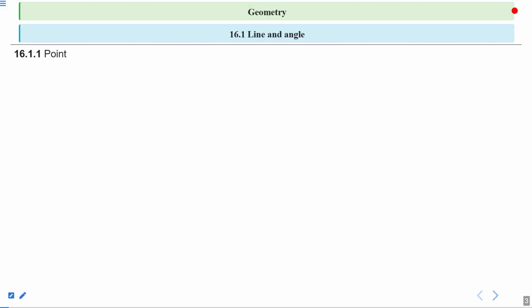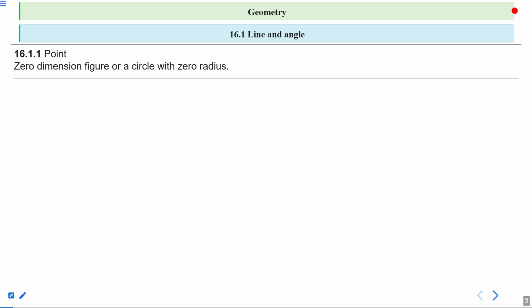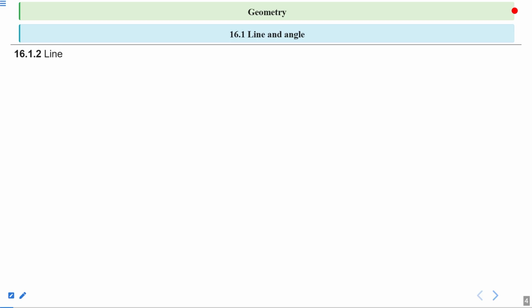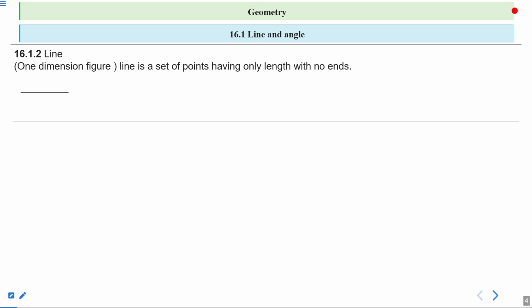So first is point, line and angle. What is a point? A zero dimension figure, or a circle with zero radius, is called a point. Next one. What is a line? A one dimension figure. A line is a set of points having only length with no ends. We can represent a line like that.